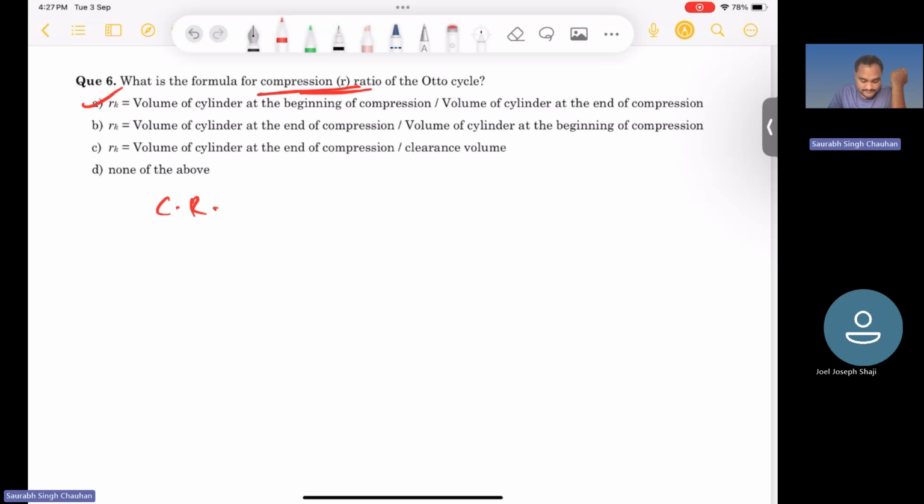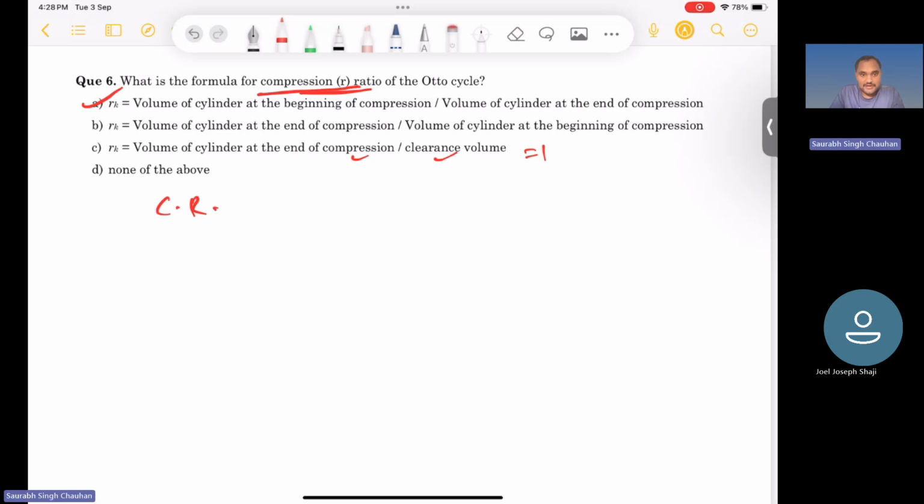Part B says CR is the volume of cylinder at the end of compression to the volume of cylinder at the beginning of compression. No, it is just the reciprocal of this. So part B is not the correct option. Part C says the volume of cylinder at the end of compression to the clearance volume. No, this is basically one, because the volume of cylinder at the end of compression is the clearance volume. Both of these quantities are equal, so this will become one, and one is not the compression ratio. And part D says none of the above. So part A is the correct option.